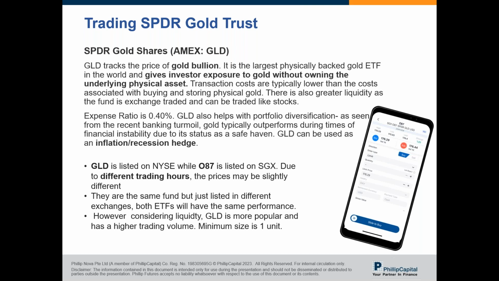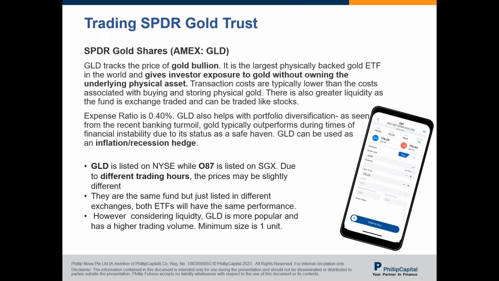So GLD is listed on the New York Stock Exchange and on the Singapore Exchange as well, as mentioned. Due to the different trading hours, the prices may be slightly different, but they're basically the same fund, so both ETFs will have the same performance. Considering liquidity, I would suggest that you trade on GLD, which is the US one, and both now allow a minimum size of 1 unit, so no issue there. Both ETFs are denominated in USD, be it on the SGX or GLD on the Amex exchange.